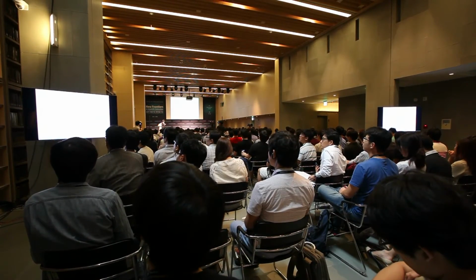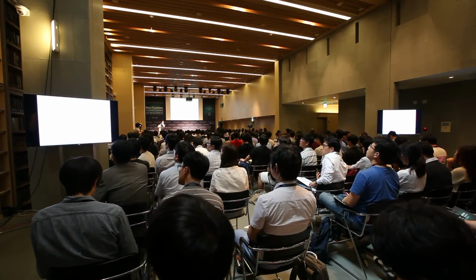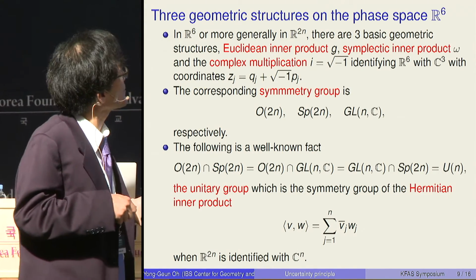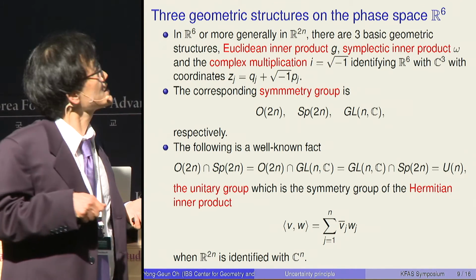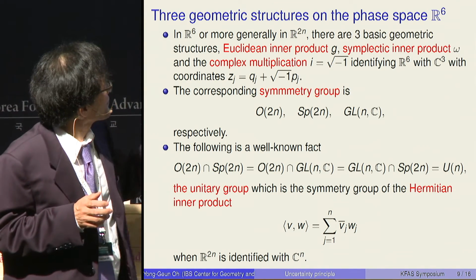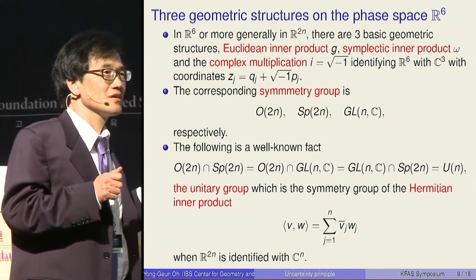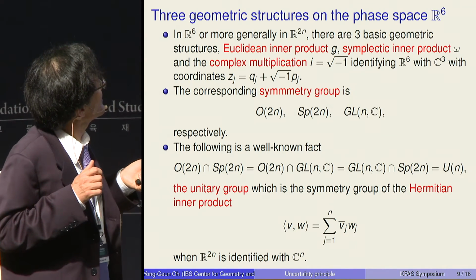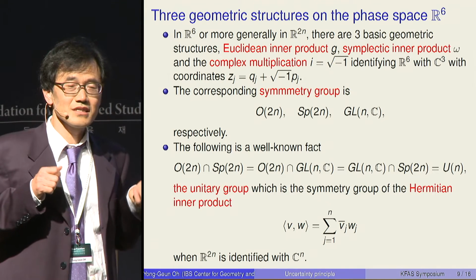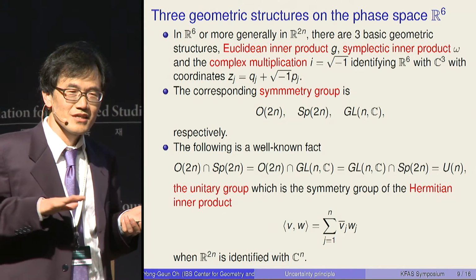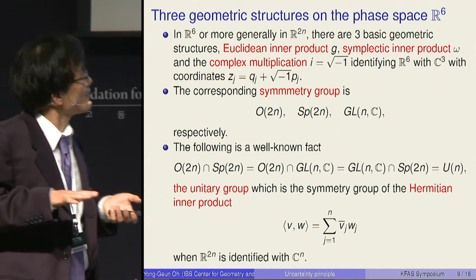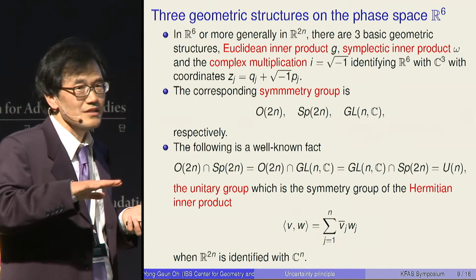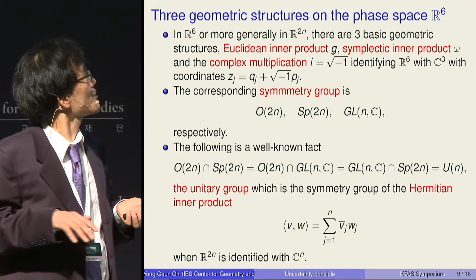And to understand how Gromov came about this solution, I needed to explain three geometric structures on our classical phase space. I guess the first one is the Euclidean inner product, which we all learned in college. And then the symplectic inner product. This is the kind of product which measures the area of the projections on this plane of conjugate coordinates.